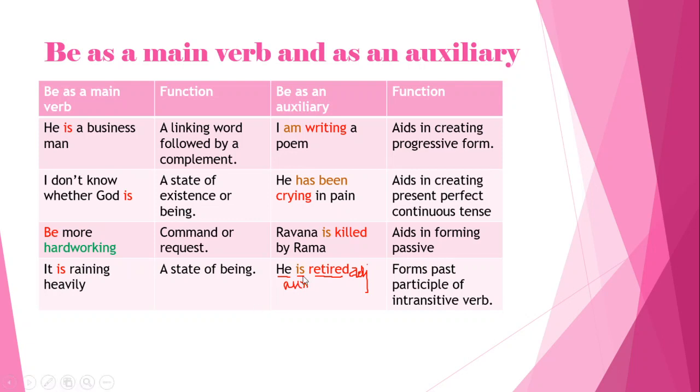Taking the sentence "He is retired", what is the auxiliary verb here? It is "is". Here "is" functions as an auxiliary verb or a helping verb, and "retired" is actually a past participle form of retire. Retire, retired, retired: the V3 form or past participle form of retire is "retired". Here "retired" functions as a main verb. It can be considered as a main verb. In "He is retired", "retired" can be considered as an action.